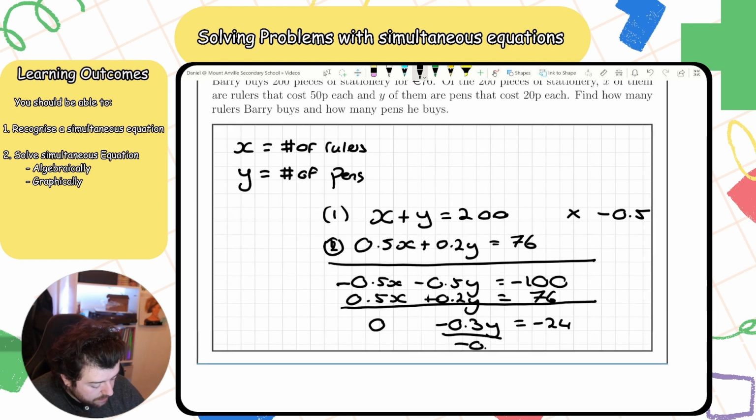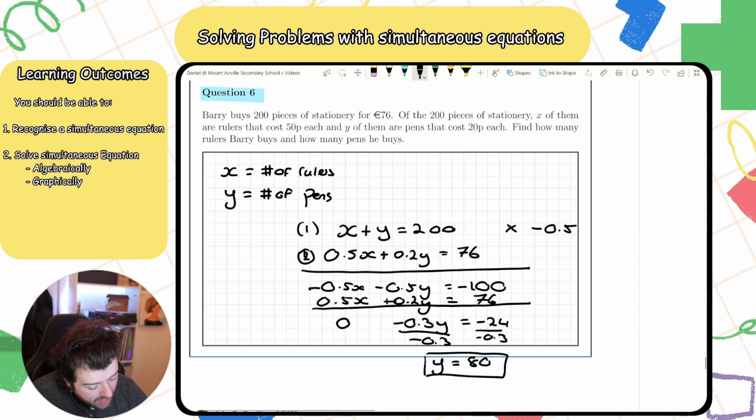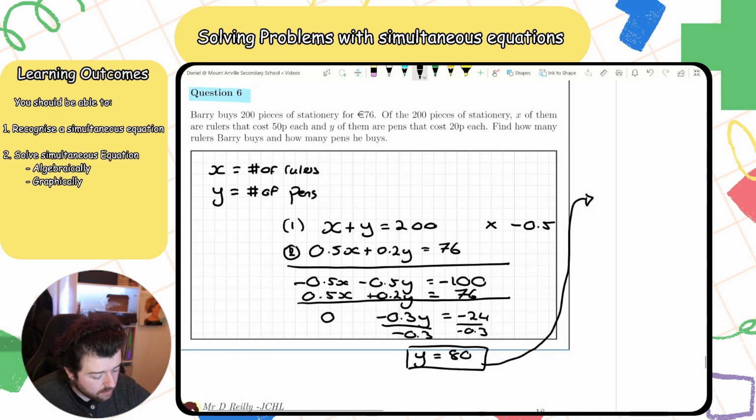Divide both sides by minus 0.3. So 24 divided by 0.3. That's going to give me y is equal to 80. So he got 80 pens. Right, he got 80 pens. Sub it in to find how many rulers he got. God, he got a lot of rulers, didn't he?